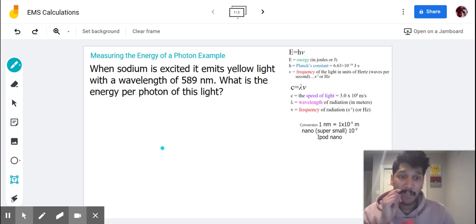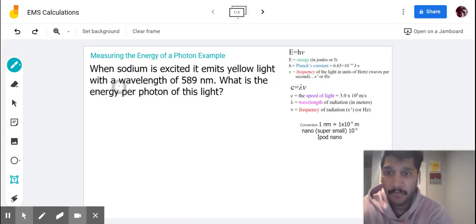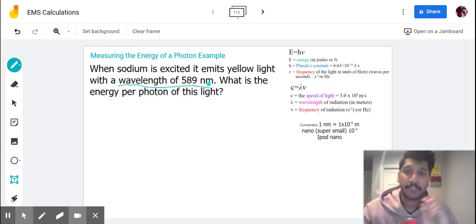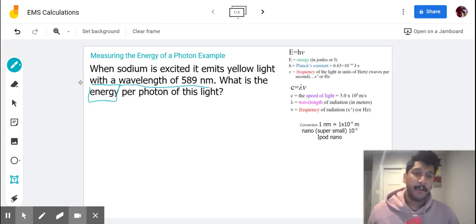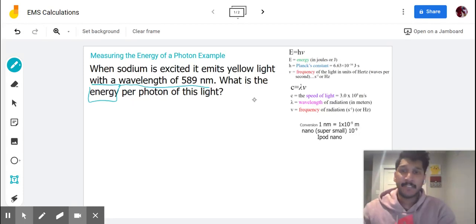All right, I must ask you a question. When sodium is excited, it emits yellow light with a wavelength of 589 nanometers. What is the energy per photon of this light? All right, so right away, I boxed the energy because that's what we're looking for.